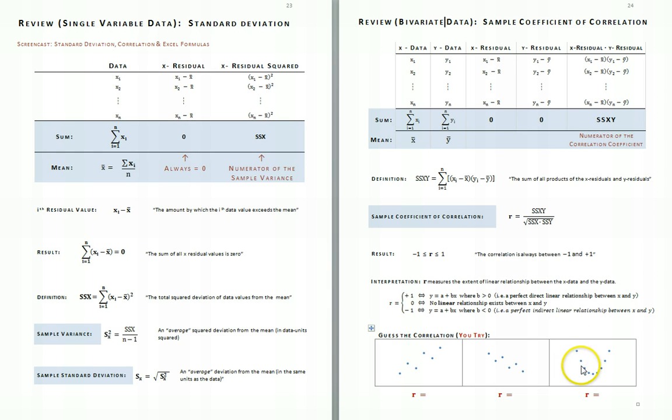And here is a scatter plot with data that's clearly related, but not linearly, maybe through some quadratic expression. And since R measures the amount of linear relationship, a good guess here would be R is 0.